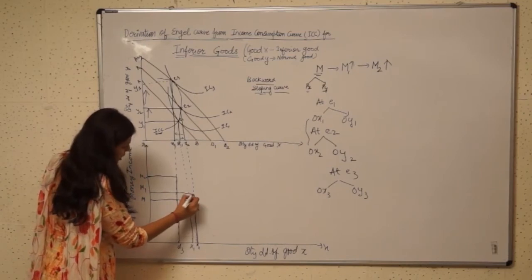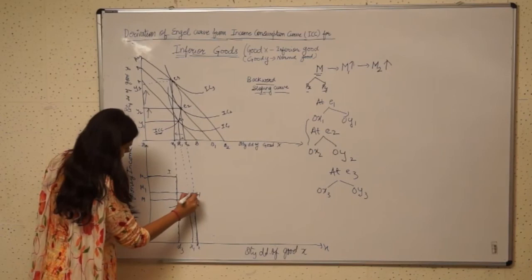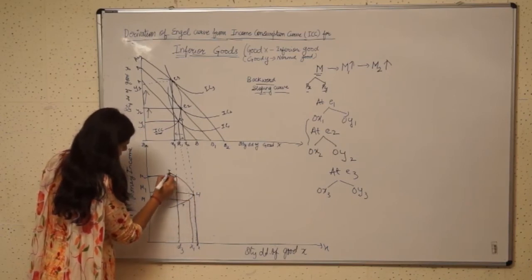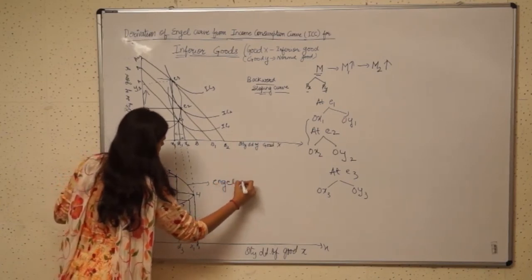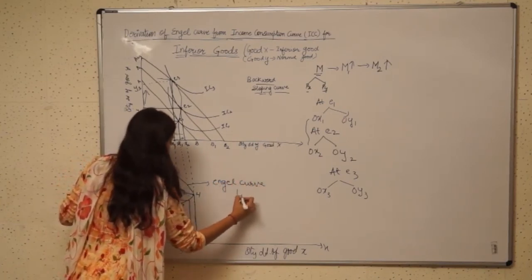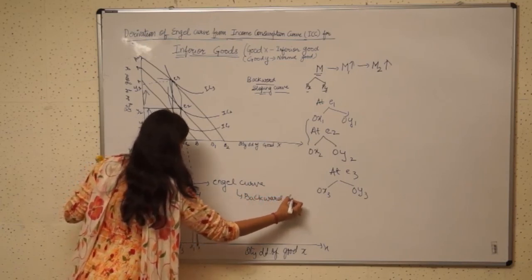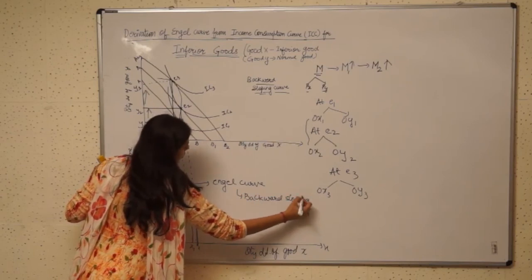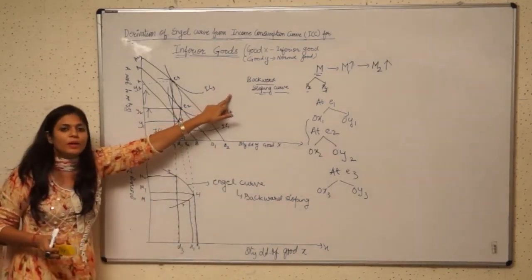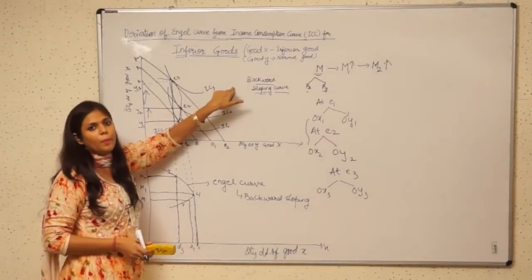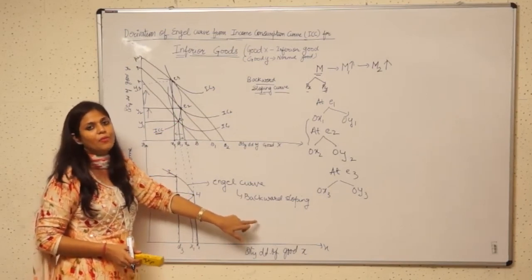By joining points G, H and I, we get Angel curve, which is again a backward sloping curve. So one thing which is important to be seen here, that since the shape of an income consumption curve is a backward sloping curve, therefore the shape of an Angel curve is also a backward sloping curve.